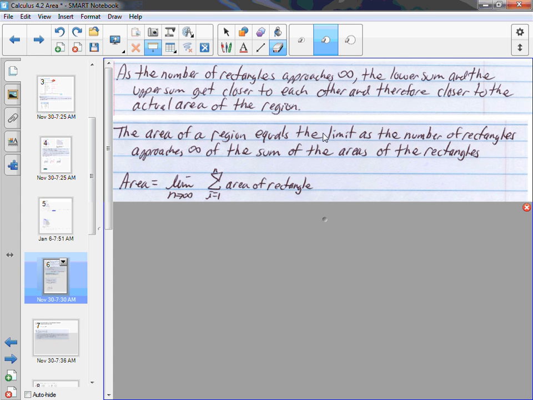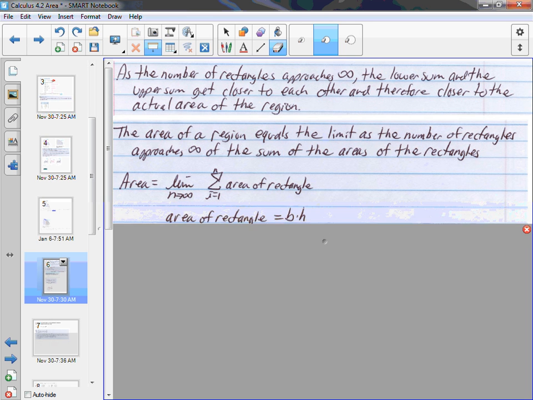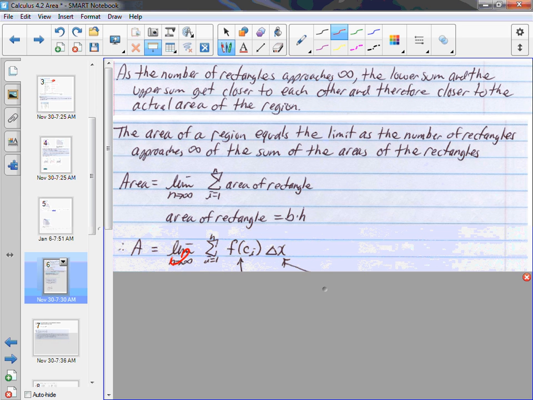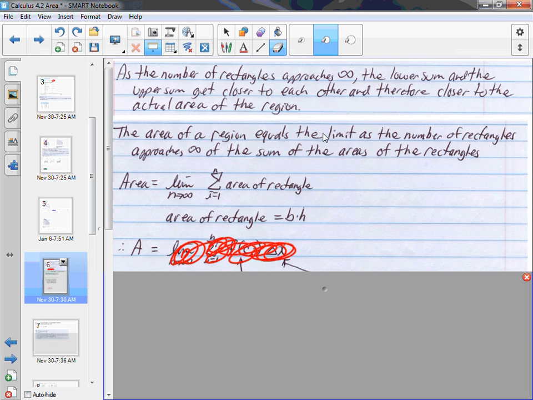Now, we talked about this a few minutes ago. How do you find the area of a rectangle? Length times width, or base times height. I don't care, it's the same thing. Which means we can write the area as the limit as n approaches infinity of the sum from i equals 1 to n. Leave that. But the area of a rectangle is not written in such a way that we can compute it, is it?